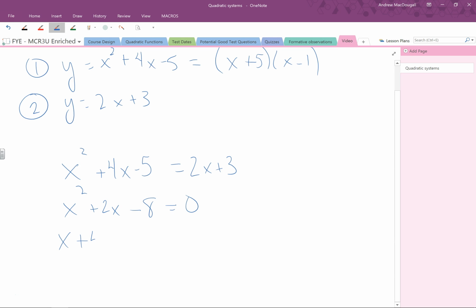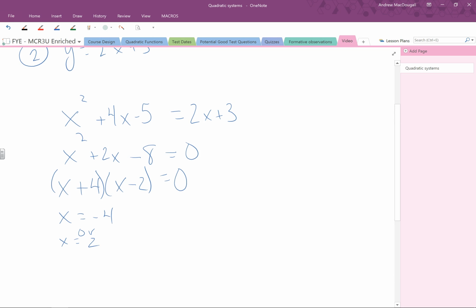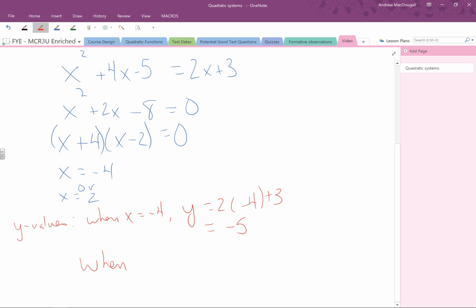So this is x plus 4 times x minus 2, which means that x equals -4, or x equals 2. But since we're looking for a point of intersection, we also need the corresponding y values. You can plug these x values into either equation. The line is definitely easier. So when x equals -4, y equals 2 times -4 plus 3, which is -5. And when x equals 2, y equals 2 times 2 plus 3, which is 7.